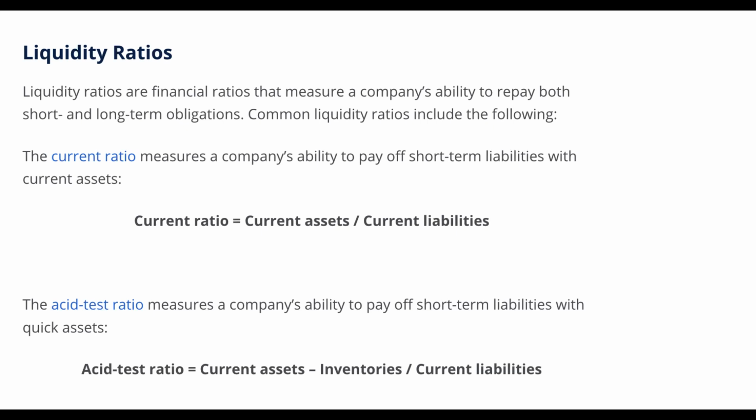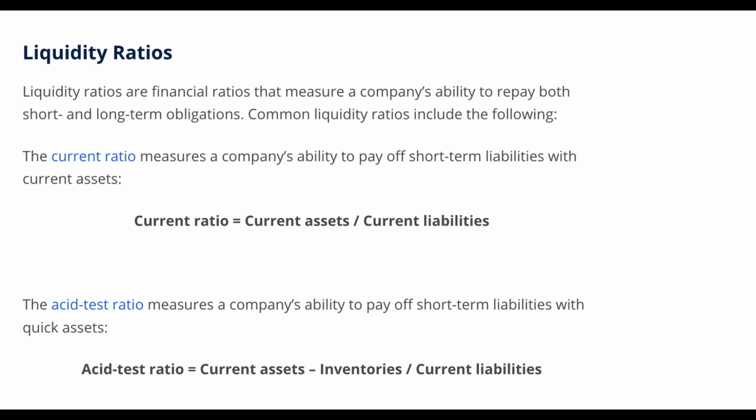Liquidity ratios. Liquidity ratios are financial ratios that measure a company's ability to repay both short and long-term obligations. Common liquidity ratios include the following. The current ratio measures a company's ability to pay off short-term liabilities with current assets. Current ratio equals current assets / current liabilities.